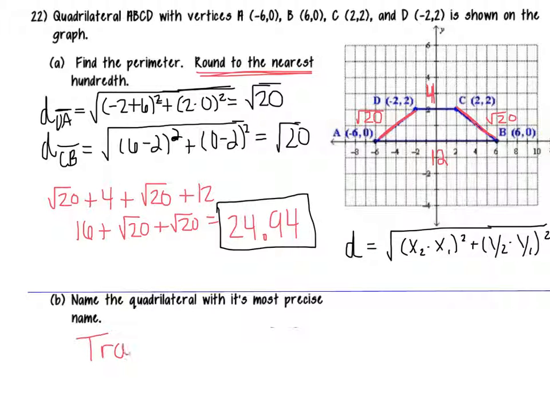So I know that I'm dealing with one pair of parallel sides, so I know that it's a trapezoid. Now, when I'm looking at a trapezoid, it does say its most precise name. So I have to ask myself, is this congruent to this? And I see that it is because I have the square root of 20 and the square root of 20. So not only is it a trapezoid, it's an isosceles. I can't spell that word, so I have to think about it. It's an isosceles trapezoid.